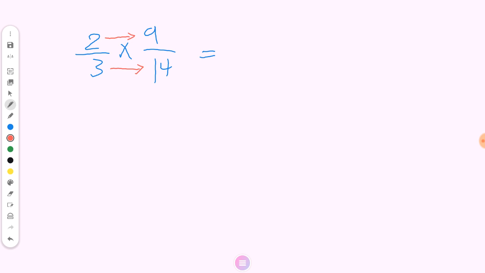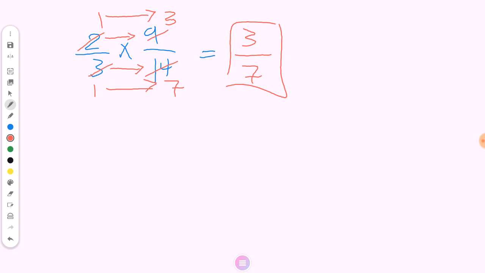Simplify. 2 divided by 2 equal 1, 14 divided by 2 equal 7. 9 divided by 3 equal 3, 3 divided by 3 equal 1. Okay. Then multiply. I made the simplify. Now we have to multiply. 1 times 3, 3. 1 times 7, 7. So the last answer is 3 over 7.